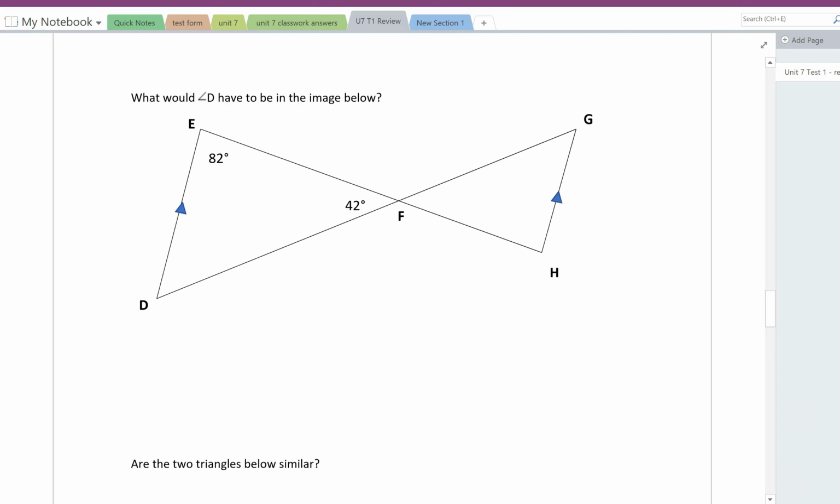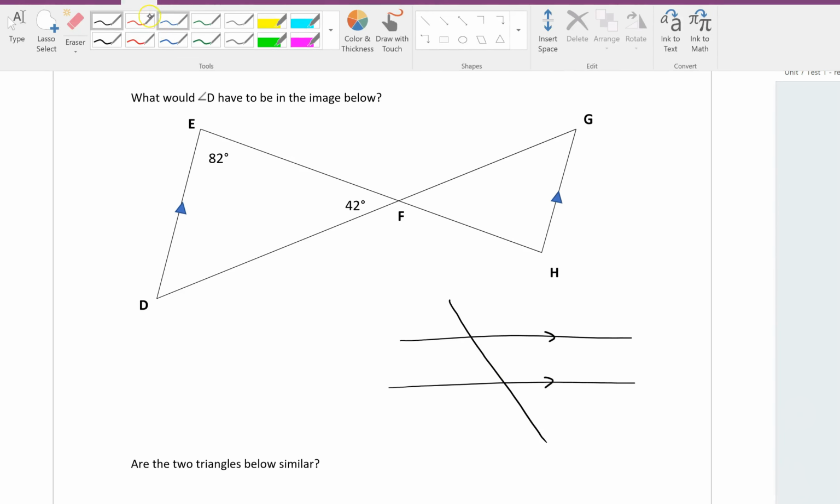Next page. Before I do this one, I want to review something really quick, and it's from last semester. I'll try to be brief with it. If I have 2 parallel lines, let's just say these are parallel lines, and they are cut by a transversal, what do I know about the angles between those 2 lines?